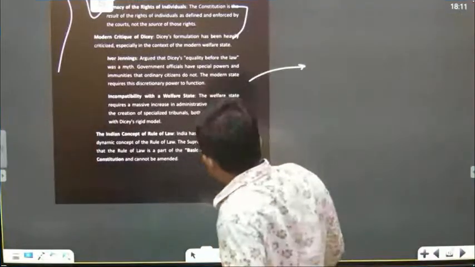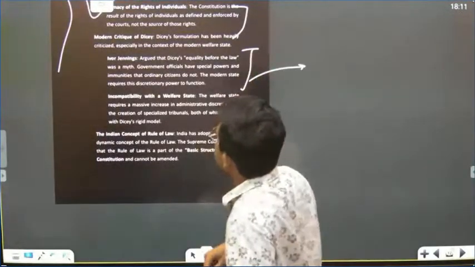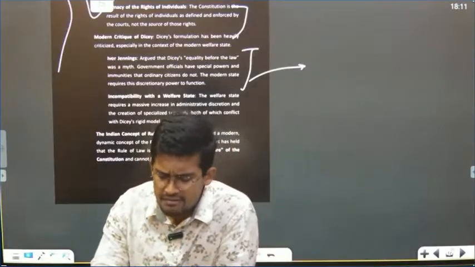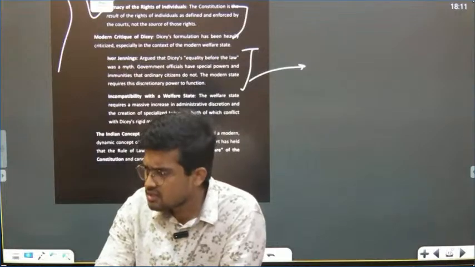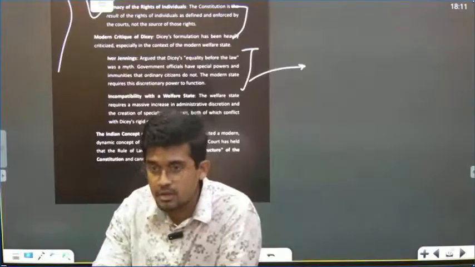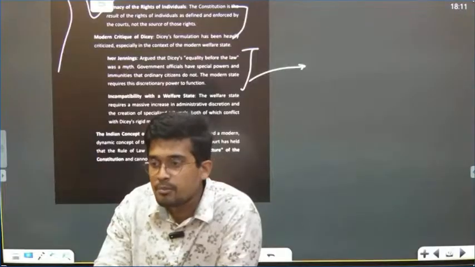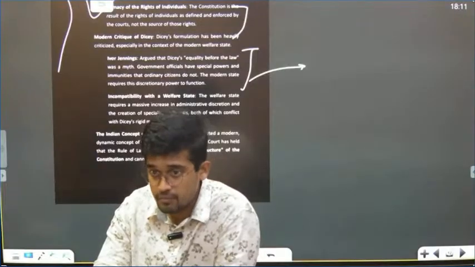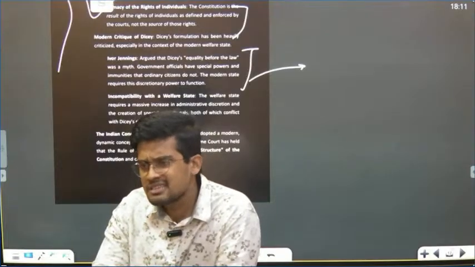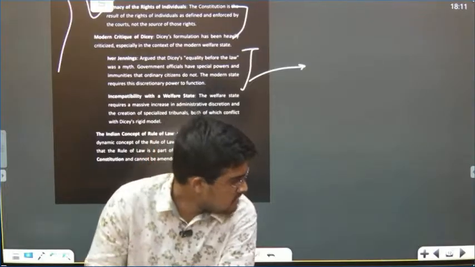Dicey will be criticized. Ivor Jennings will argue that Dicey's equality before law was a myth. Ivor Jennings will say the governor or certain public functionaries are given so many immunities, things such as AFSPA. When AFSPA is applied to a particular province, that means security personnel in those provinces have a lot of powers. Essentially, Ivor Jennings is saying that whatever A.V. Dicey said about equality before law does not apply in real life. In reality, things are very much different.